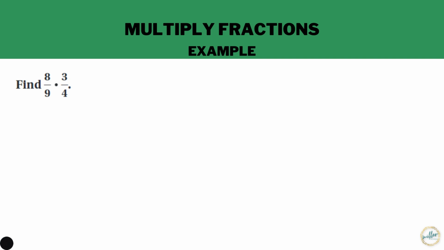Now that we have an idea of what multiplying fractions looks like, let's try it without a model. Find 8/9 times 3/4. Remember, this is just like 8/9 of 3/4. Let's start by estimating. 8/9 is very close to 1, so we can say 1 times 3/4. That's 3/4. So hopefully our answer will be somewhere near 3/4. That will mean we did it correctly.